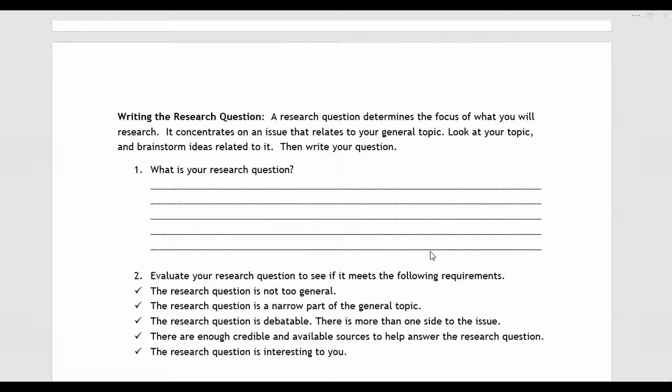Once you have your question, you're going to evaluate it. These are the 5 things that you should look for. The research question is not too general. It's a narrow part of a general topic. It's debatable, so there's more than one side to this issue. And with a paper, you're going to want a lot of credible and available sources. And you want your research question to be interesting to you.